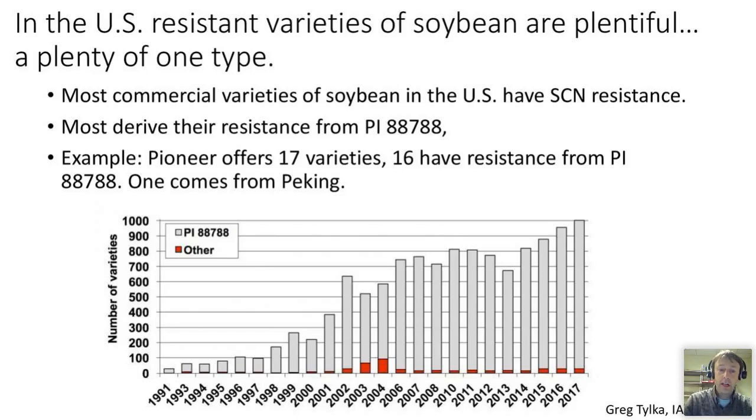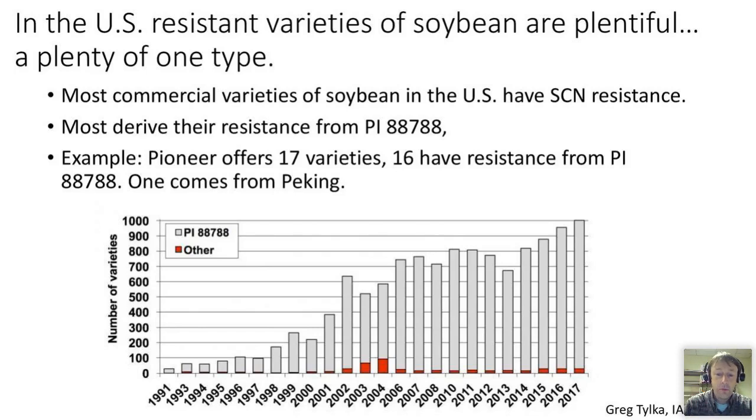Okay, so an example, before putting this talk together, I went to Pioneer, a pretty large seed company. In my area, if I put in my zip code, they offer 17 varieties that they recommend. They all had SCN resistance, but 16 of those varieties had resistance from this PI 88788. The other single one is from another genetic background called Peking.